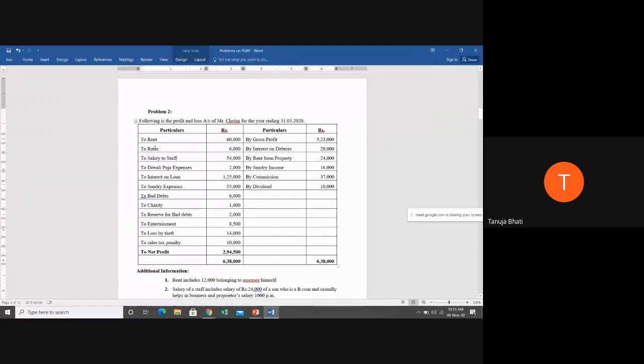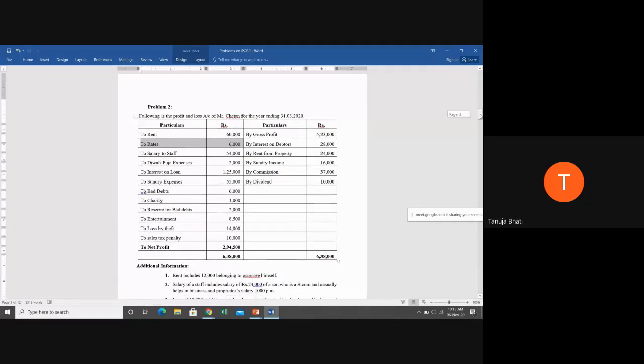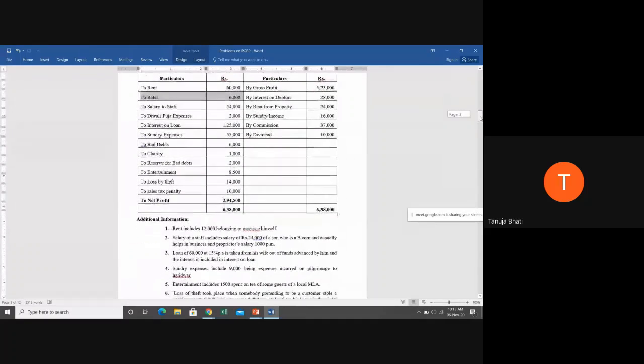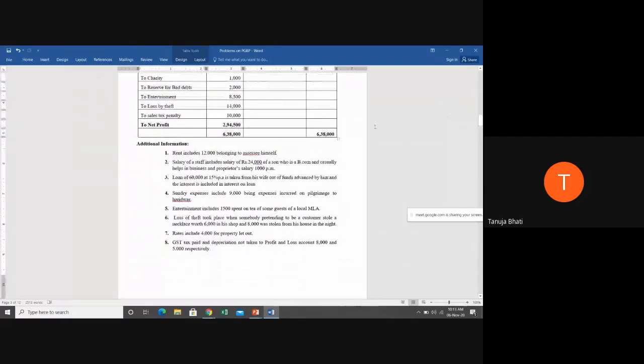Moving ahead to the next, rates. Rates is 6,000. Usually rates is a business expenditure, but let us see if there is any additional information given in respect of rates. So let us go through. This is rent, which we have already covered, so I'll put it in yellow. Then the next are salary, loan, sundry expenses, entertainment, loss of debt, rates. Okay, now your rates include 4,000 for property let out.